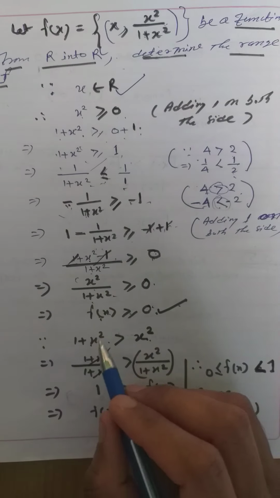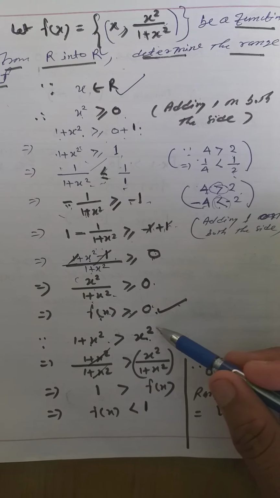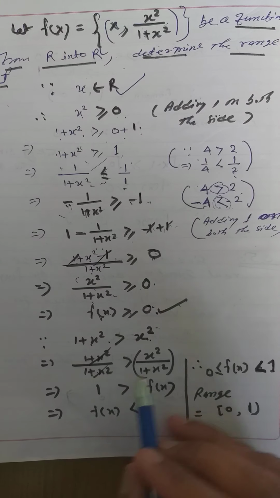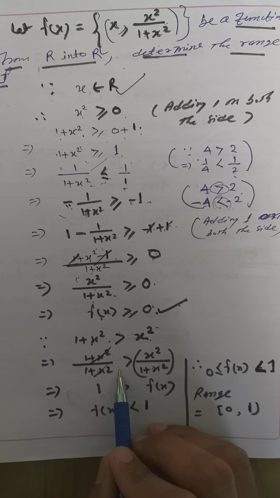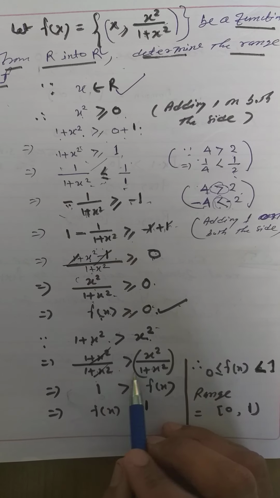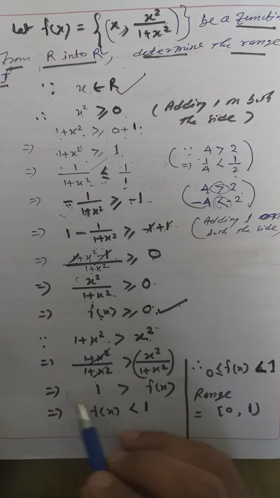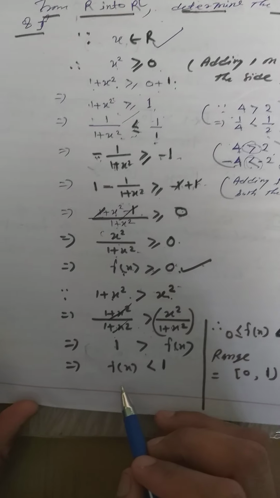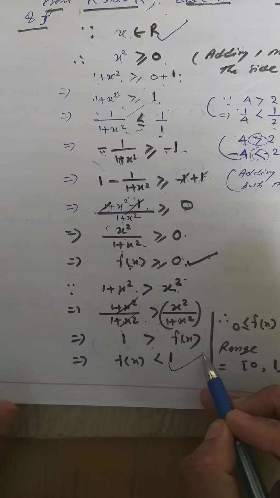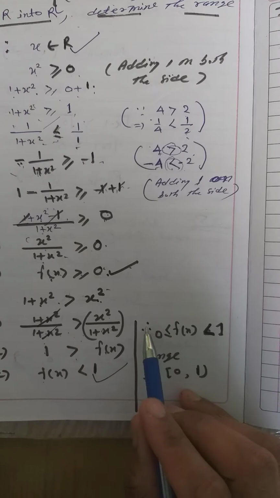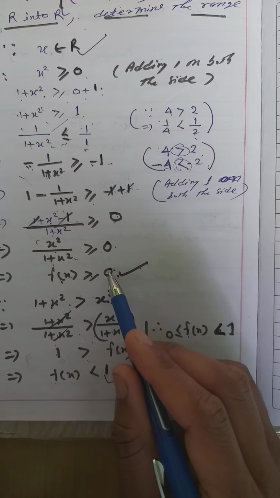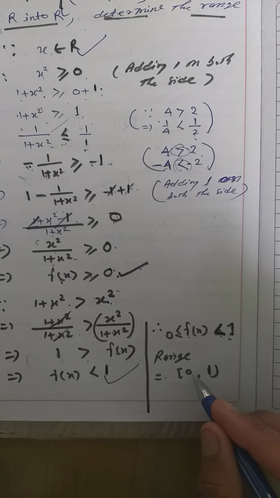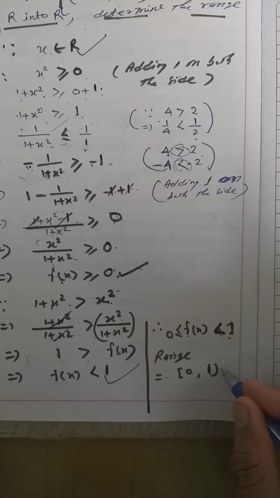Now, since the denominator 1 plus x square is greater than the numerator x square, dividing both sides by 1 plus x square, 1 plus x square upon 1 plus x square is greater than x square upon 1 plus x square, implies 1 is greater than x square upon 1 plus x square equal to f(x), that is, f(x) is less than 1, right? Therefore f(x) is greater than or equal to 0 and less than 1. Therefore, range is the closed interval at 0 and open interval at 1.